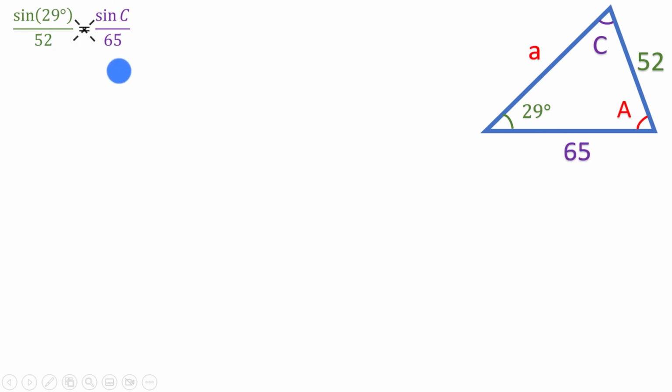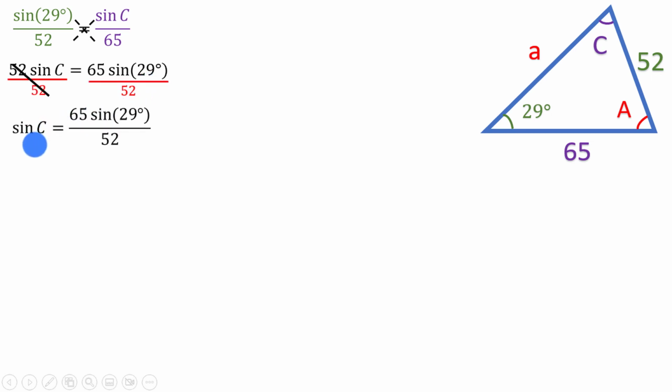If we cross multiply, we will get that 52 sine of capital C is equal to 65 times sine of 29 degrees. If we divide both sides by 52, we will get that sine of capital C is equal to 65 sine of 29 degrees divided by 52. If we take the inverse sine of both sides, we get that one of the possible values for C is equal to inverse sine of 65 times the sine of 29 degrees over 52.